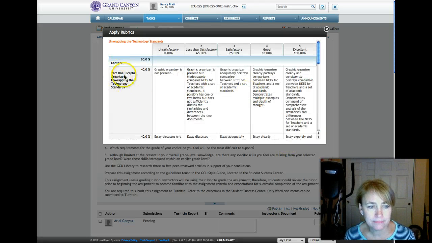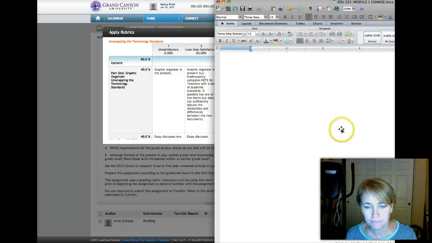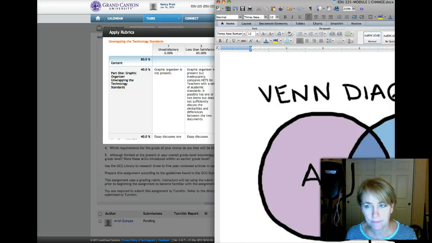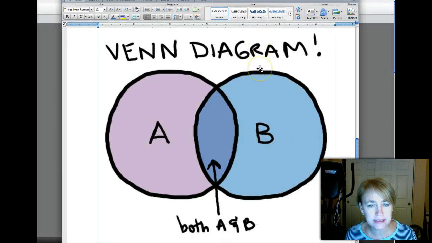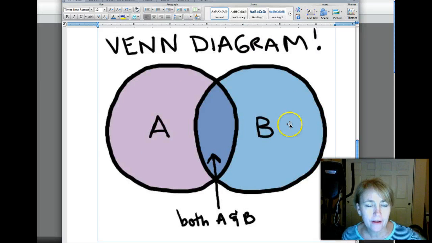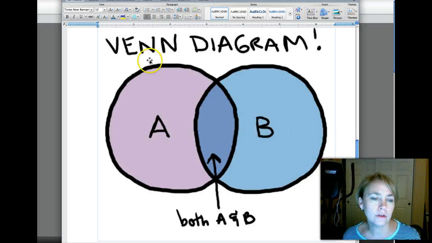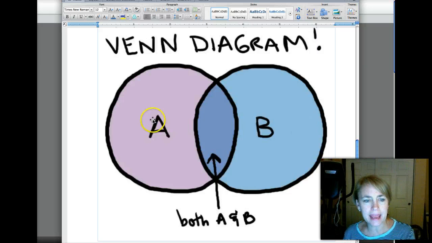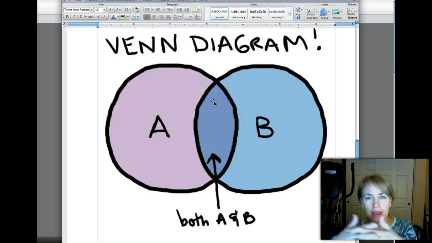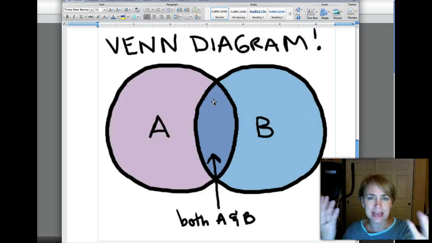Part one is a graphic organizer. A graphic organizer is like a Venn diagram. Remember Venn diagrams? You have two circles, and I have an image of it right here. Whenever you compare, you can use a Venn diagram. You have standard set A on this side and a second set of standards on this side, and everything in the middle is where they overlap, the things that are the same about A and B.